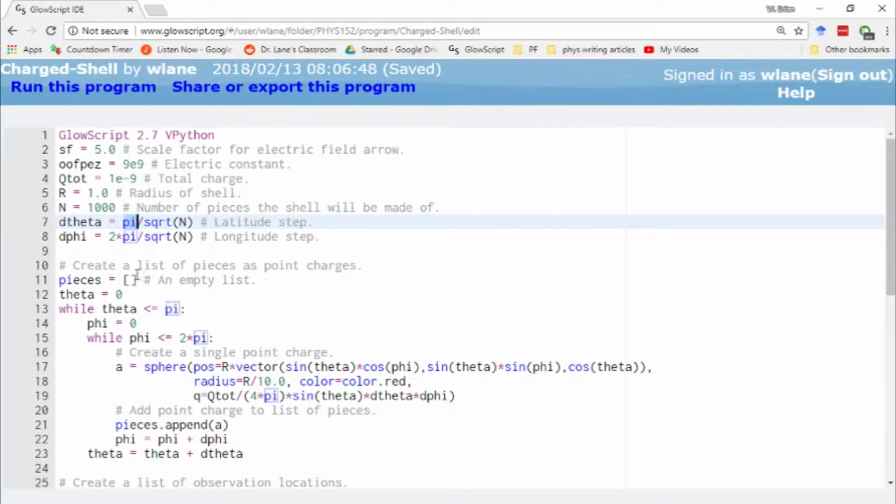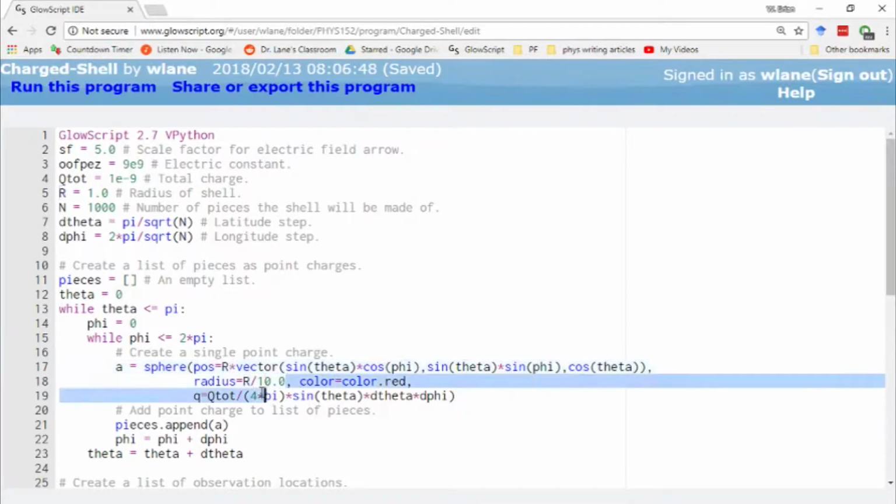And we set up our loops here. We're looping over theta, we're looping over phi, and here we're creating each point charge. So the position is given in spherical coordinates, where you have a mix of sine theta and cosine phi. Basically, everybody gets multiplied by r, so they're all the same distance out from the origin. And then the sine thetas and cosine phis just determine where along the sphere they are in terms of latitude and longitude. Each of these will have a small radius compared with the whole sphere, and they'll each be colored red since we're dealing with a positive charge.